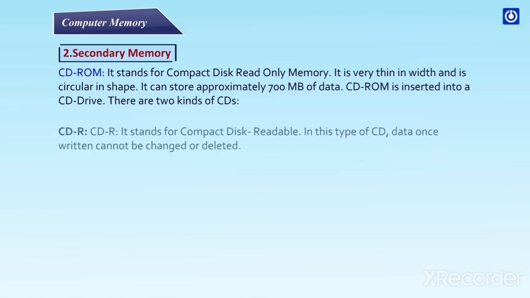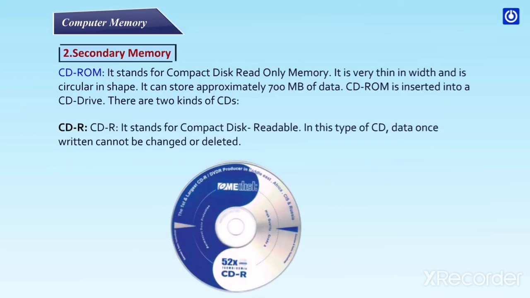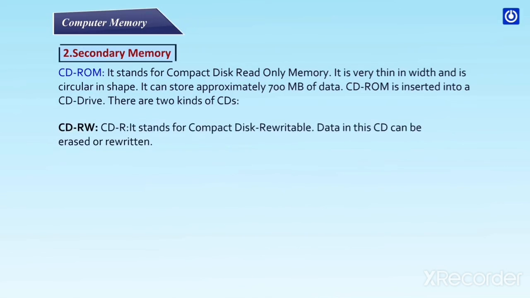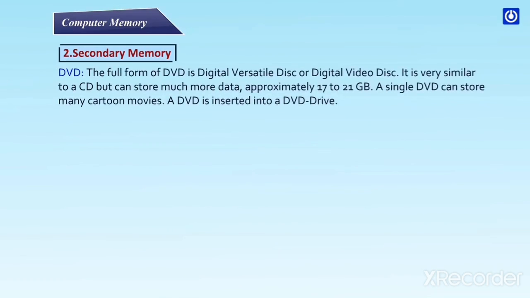There are two kinds of CD. CD-R stands for Compact Disc Recordable. In this type of CD, data once written cannot be changed or deleted. CD-RW stands for Compact Disc Rewritable. Data in this CD can be erased or rewritten.